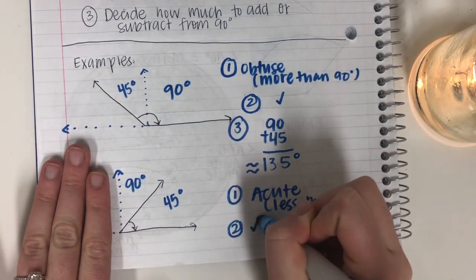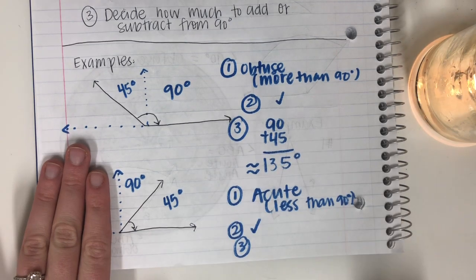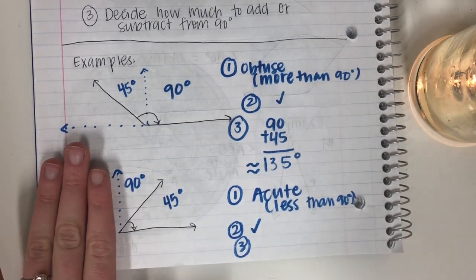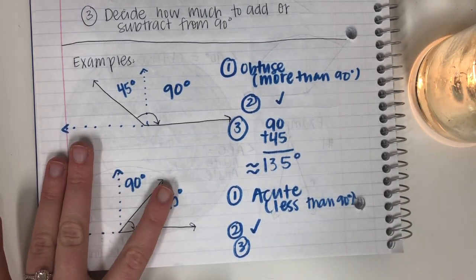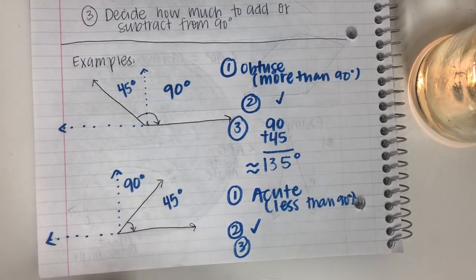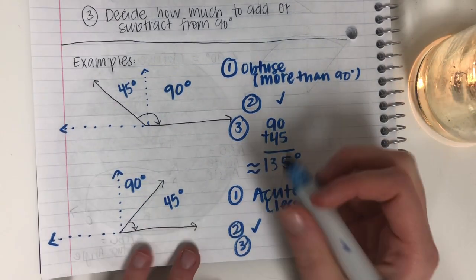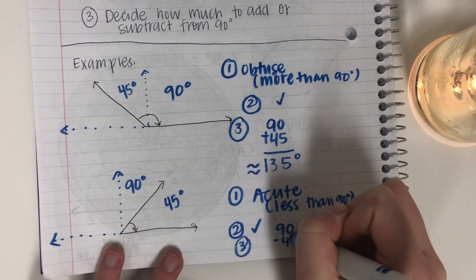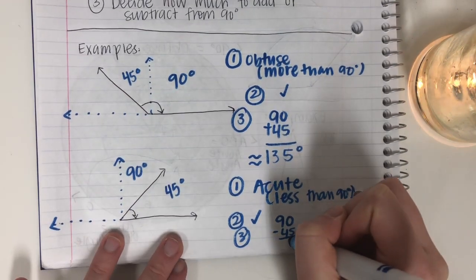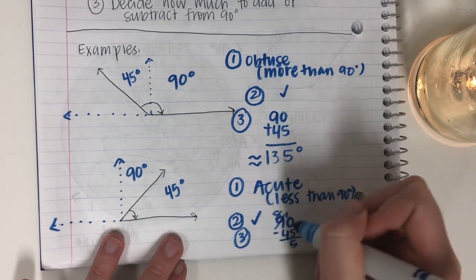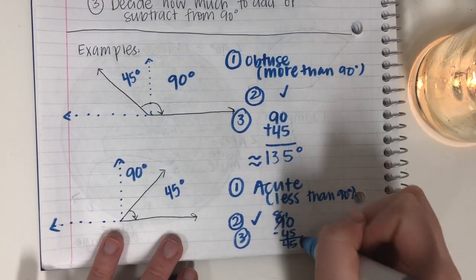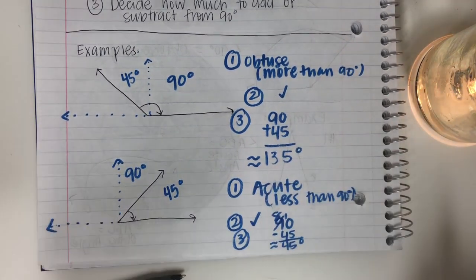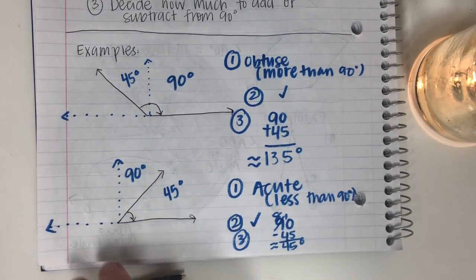So step 2 I've done. Step 3, now I'm not going to add, I'm going to subtract, because I'm going to take the 90 and subtract 45, and that will probably give me what that angle is. So 90 minus 45 is about 45 degrees. Okay, let's turn the page, and I'm going to give you a couple to work on.